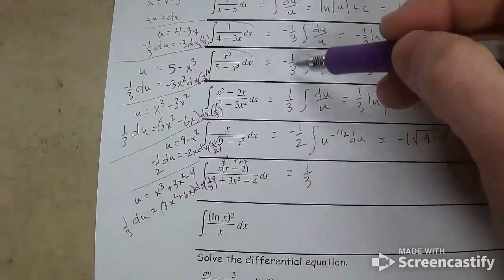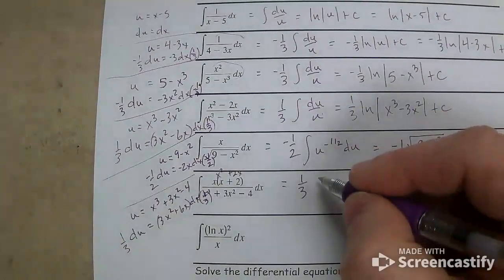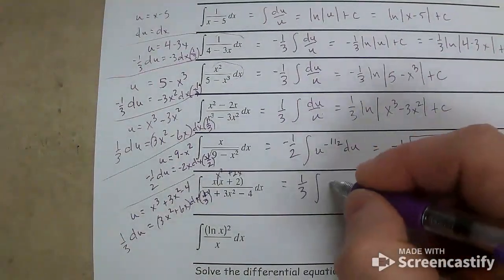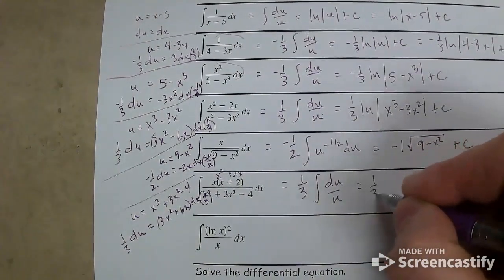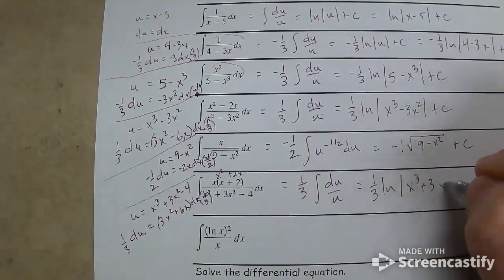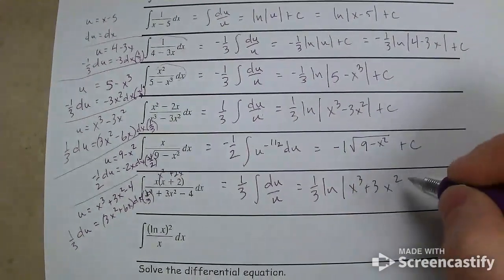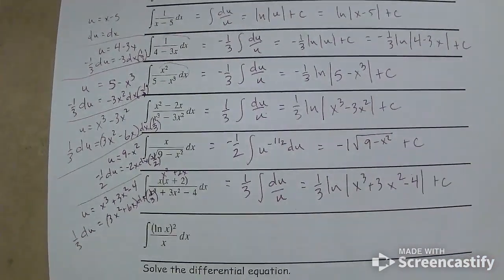Got a lot of 1/3s here. Interesting. So we get 1/3 integral of du over u, which is just going to be 1/3 natural log of what our u is, x cubed plus 3x squared minus 4 plus c. Okay.